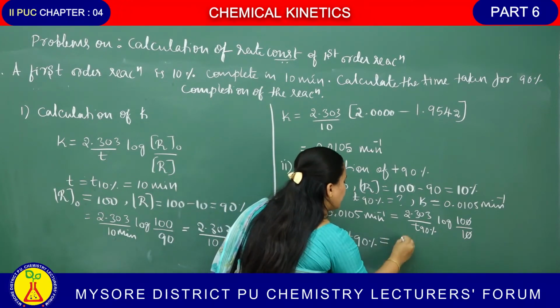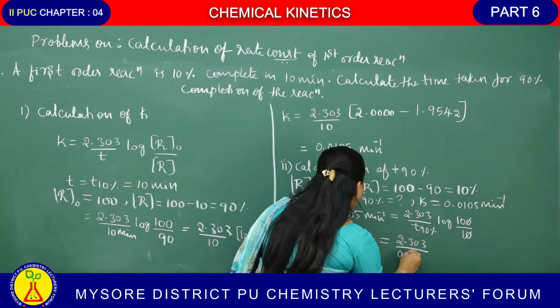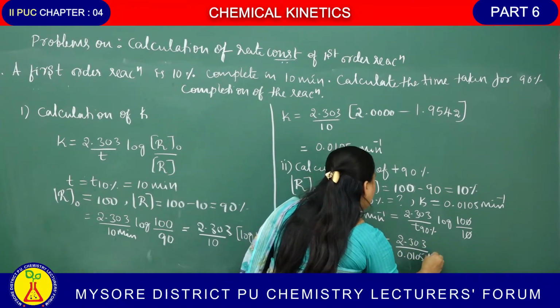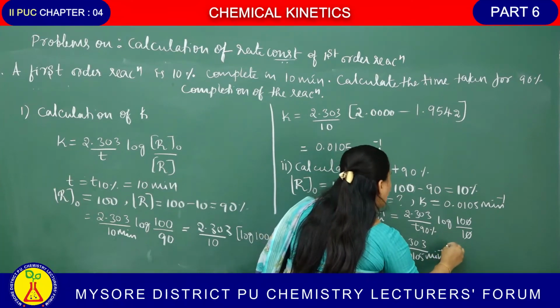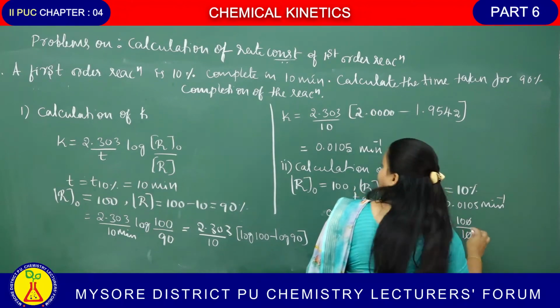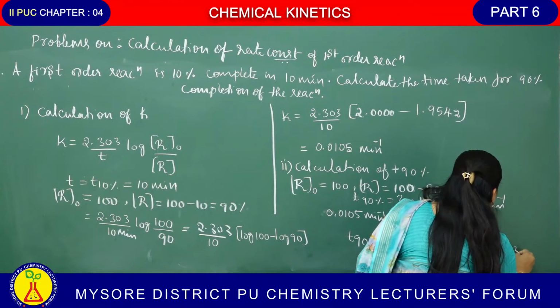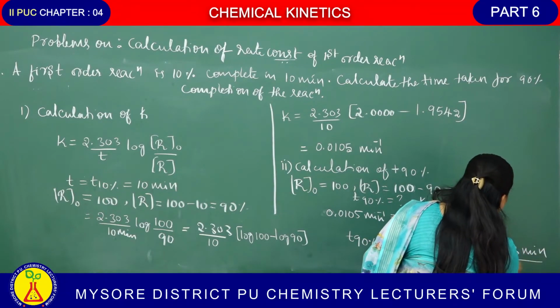Rearrange the equation. 2.303 divided by 0.0105 per minute. Log 10 is how much? 1. Final answer was 219.33 minutes. It becomes minute.